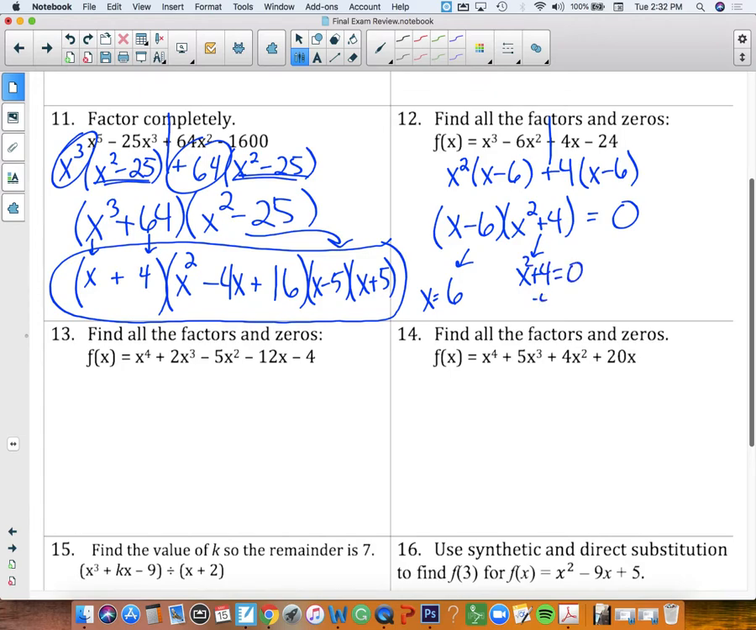Subtract the 4, I get x squared equals negative 4, then you square root both sides. I get x equals, a negative underneath a square root becomes an i, and the square root of 4 is 2. So it would be plus or minus 2i for that one. So I have plus or minus 2i there, and x equals 6. That's 3 answers. Cubic, what did I begin with?